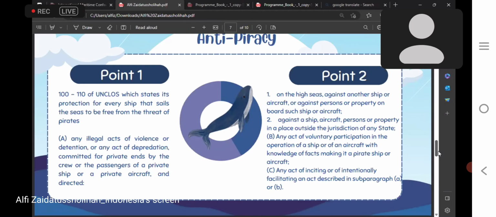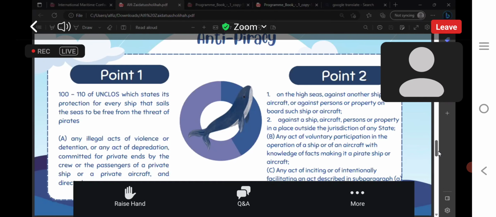Secondly, against a ship, aircraft, persons, or property in a place outside the jurisdiction of any state. B. Any act of voluntary participation in the operation of a ship or of any aircraft with knowledge of facts making it a pirate ship or aircraft. C. Any act of inciting or of intentionally facilitating an act described in subparagraph A or B.